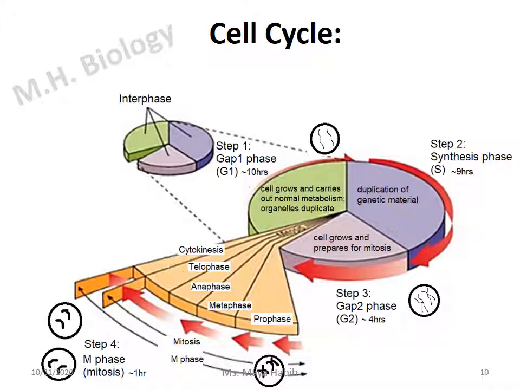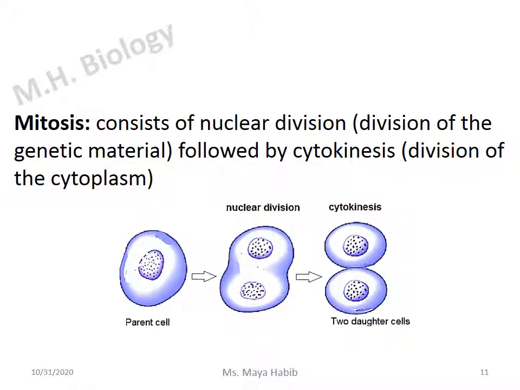Now let us take a look at mitosis. This cell division includes four phases which are prophase, metaphase, anaphase and telophase, which is followed by cytokinesis. We will start next slide by defining mitosis. Mitosis is a specific type of cell division, consisting of nuclear division, that is division of the genetic material, followed by cytokinesis, which is division of the cytoplasm. See this video to see a general view of mitosis.